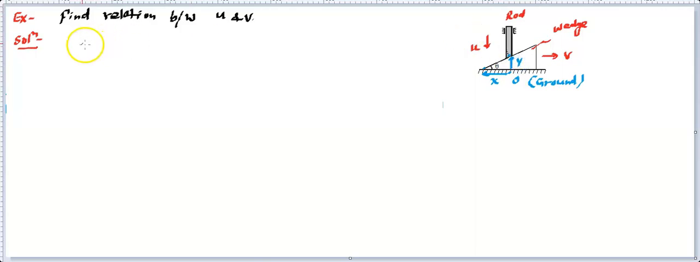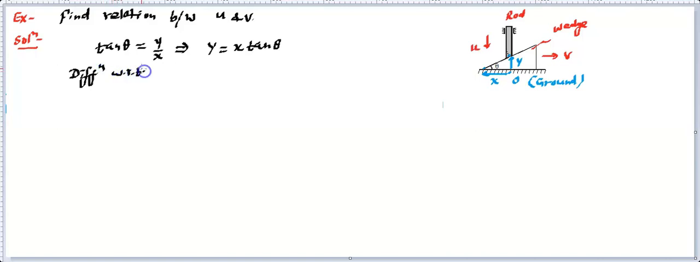At any instant of time, you can relate these two, x and y, as shown in the picture: tan theta is equal to y by x. So from here you get y equals x tan theta. This is how x and y are going to change. Theta is going to be constant because theta is the angle of the wedge and it is not changing. That's a rigid structure. Now you differentiate it with respect to time, so it converts into velocities. So dy by dt is equal to dx by dt into tan theta.